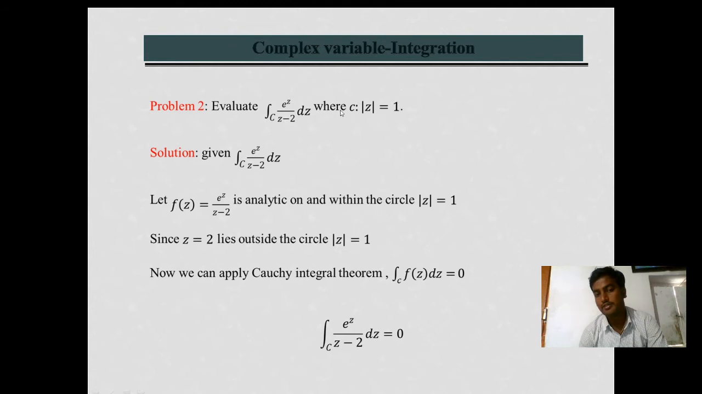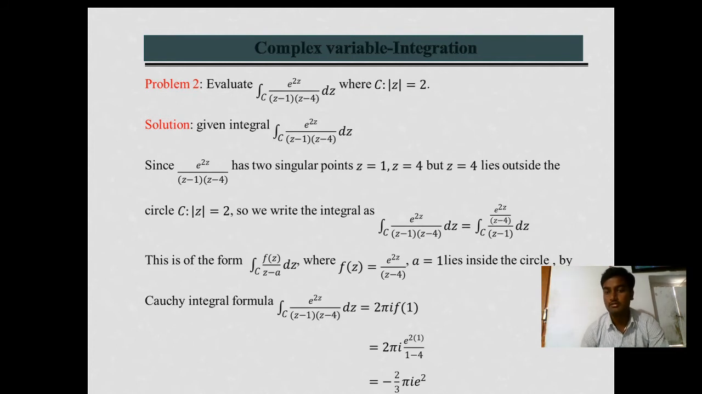Right? Or you substitute, modulus of 2 is 2. 2 is greater than 1. Therefore the point lies outside. So by Cauchy integral theorem, we can say that its integral is 0. Right? Now let's see the next problem.